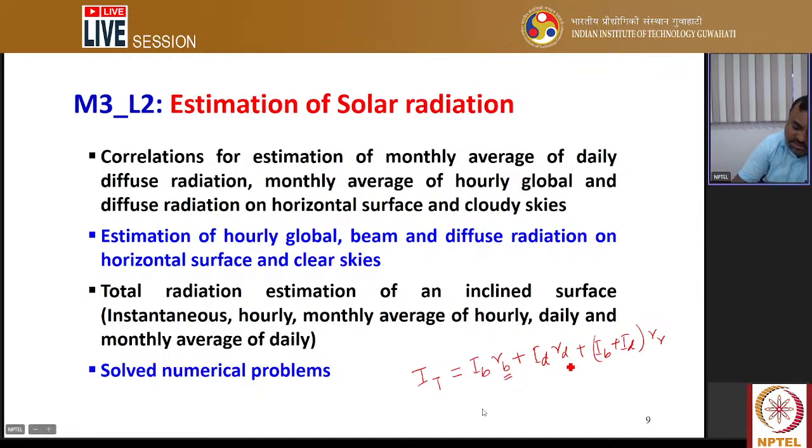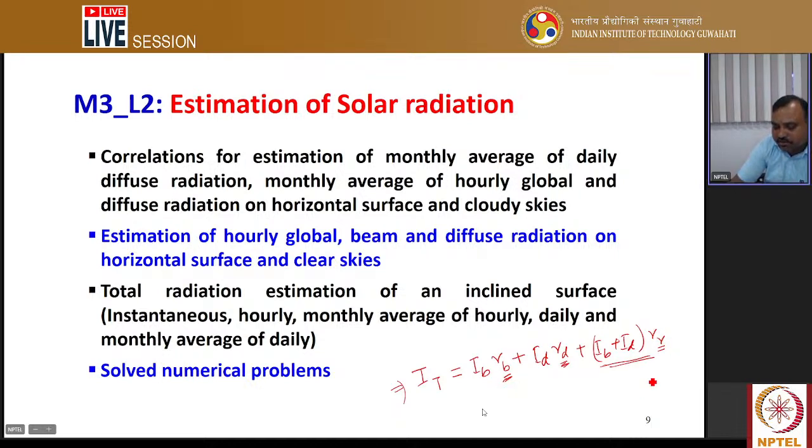So these are the tilt coefficients for beam radiation, diffuse radiation, and reflected radiation. Normally, we do not consider this reflected radiation, but when we are doing very precise calculation, then we must include it in the total radiation budget, right?